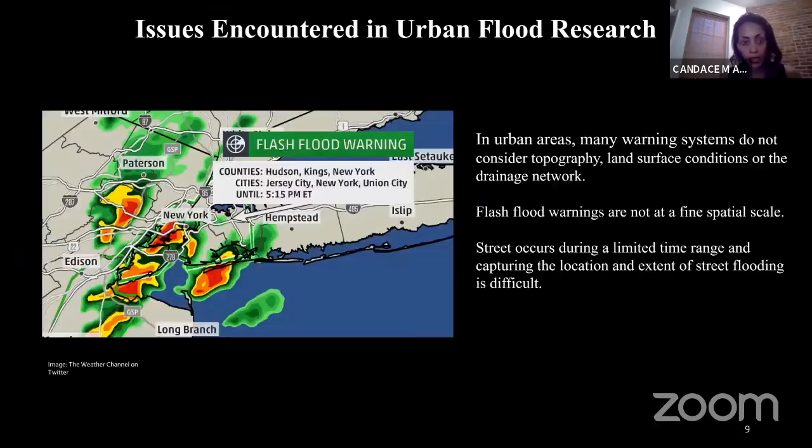Now, the issues within urban flood research. We have warning systems and they're based on observed heavy rainfall, yet they do not take into account topography, land surface conditions, or the drainage network. Second, many flash flood warnings are sent out at the county scale. Yet in a city like New York City, there may be between 1 to 2 million people in a county. So warnings at a finer scale, such as the zip code level, will have greater utility.